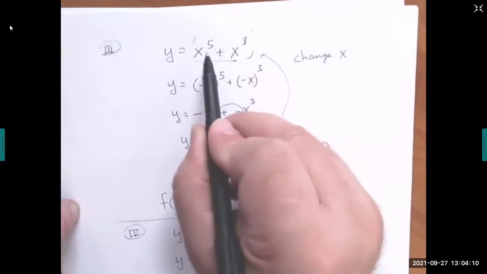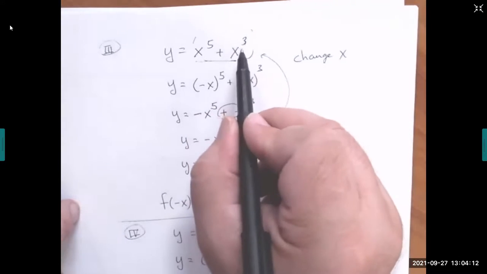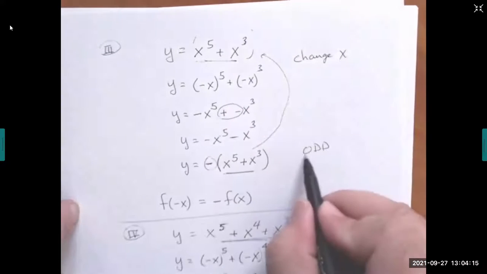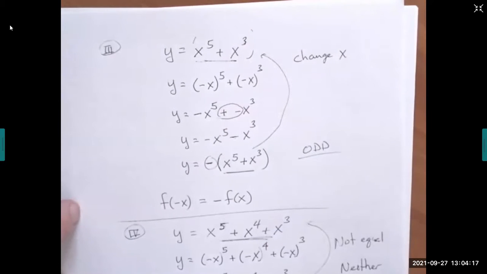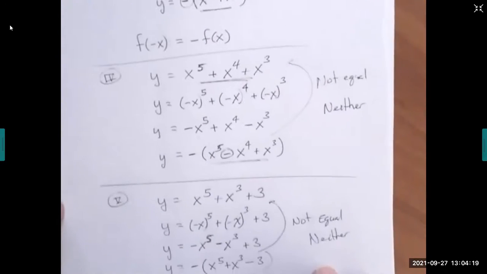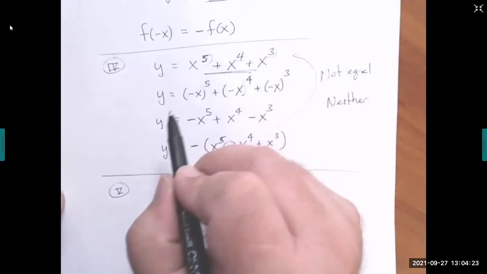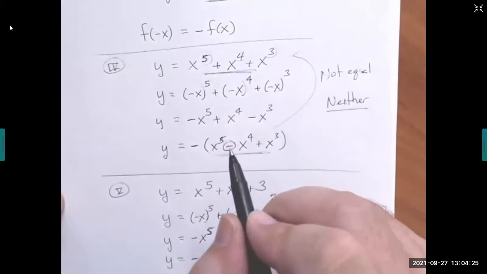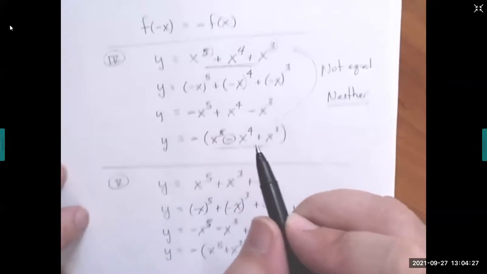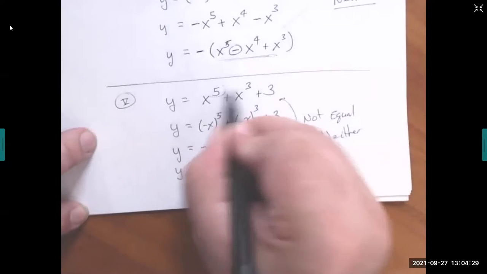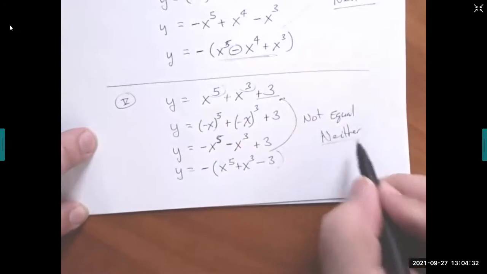Odd exponents. Nothing else? Odd exponents? The function is odd. If you have a mixture of odd and even, neither. Or if you have odds with a constant, it's neither.